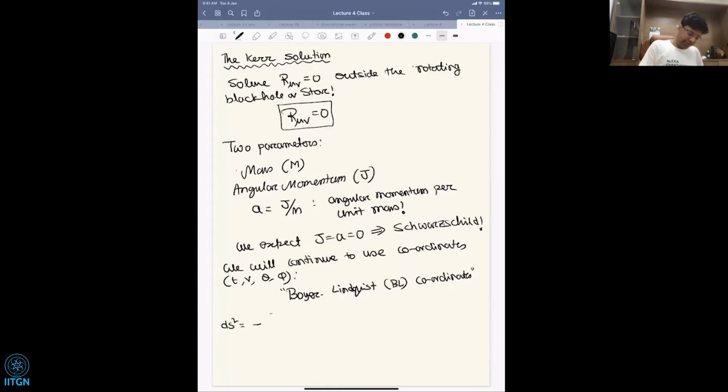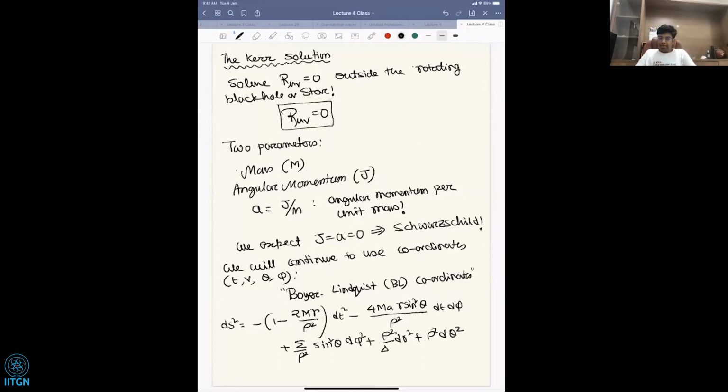The metric will look like: ds² = -(1 - 2mr/ρ²) dt² - (2mar sin²θ/ρ²) dt dφ + (Σ/ρ²) sin²θ dφ² + (ρ²/Δ) dr² + ρ² dθ². Or, let me write it in a more simplified form: -(ρ²Δ/Σ) dt² + (Σ/ρ²) sin²θ (dφ - ω dt)² + (ρ²/Δ) dr² + ρ² dθ². I'll define what Δ and Σ are.